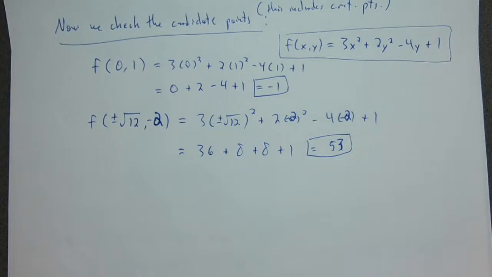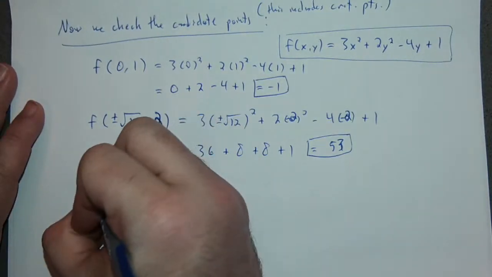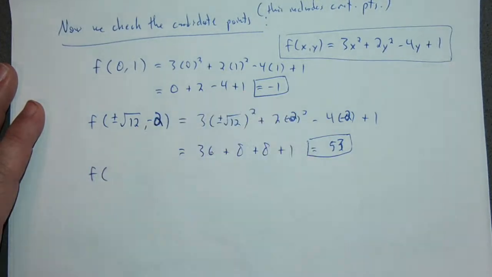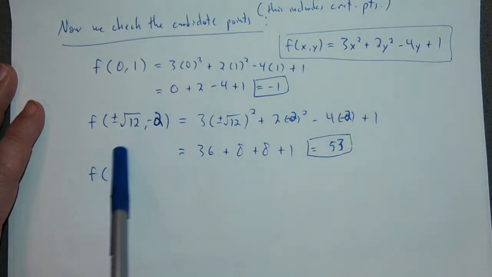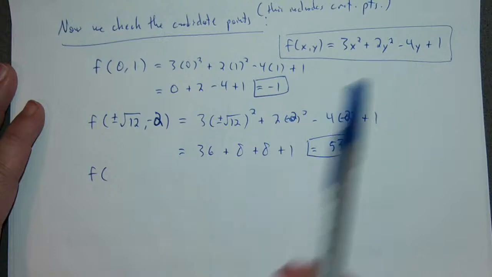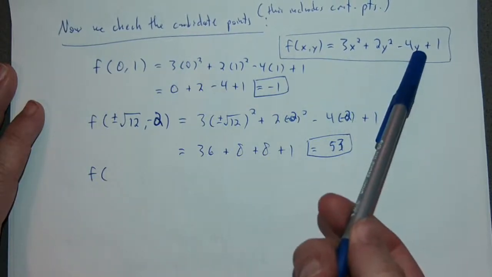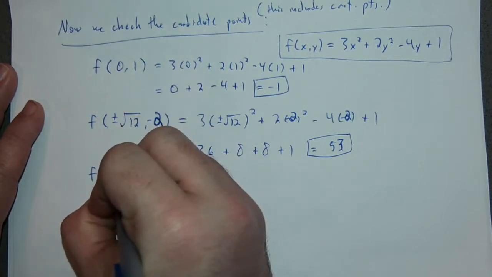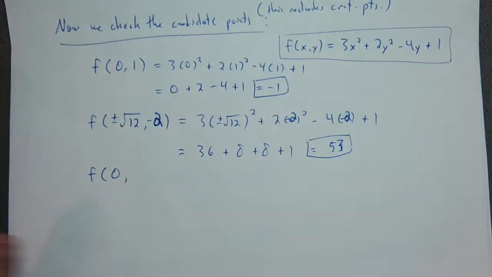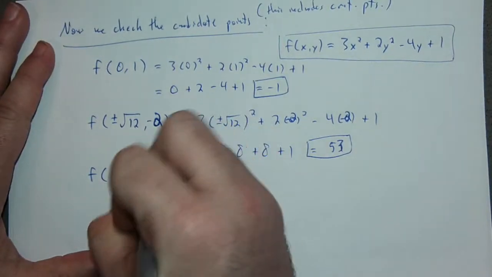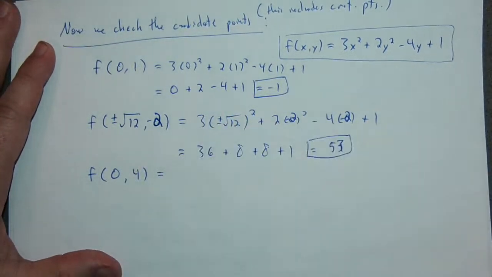All right. F of the other 2 points I need to check. I can't do this trick of checking multiple points at once here because I have a y term that's not squared, so I have to check these individually. So I have f of 0 minus 4 and 0 plus 4. Right, so f of 0, 4.